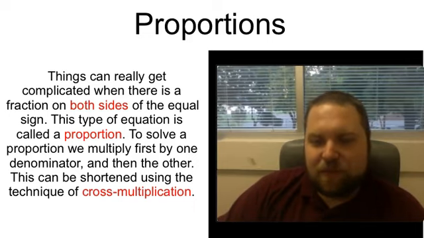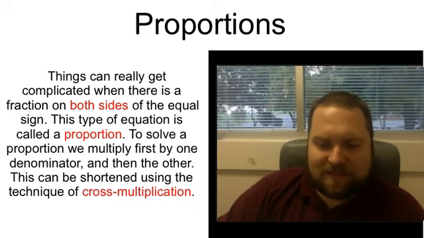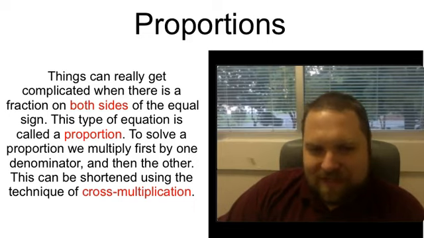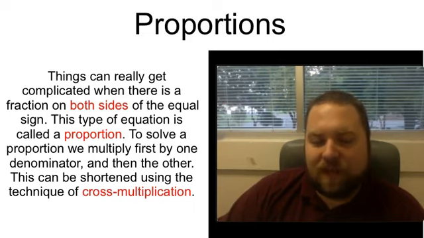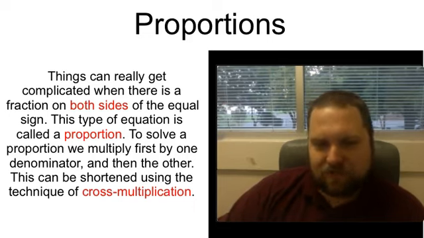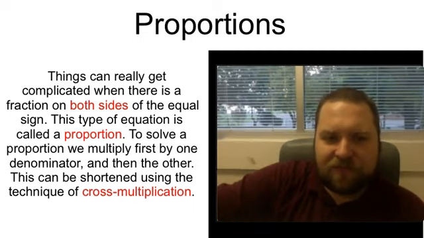And when we solve a proportion, we're going to do exactly what we just did. You multiply by the denominator from one side, and then you multiply by the denominator from the other side. But it turns out there's a nice quick trick for doing this in a more efficient way. It's called cross multiplication.